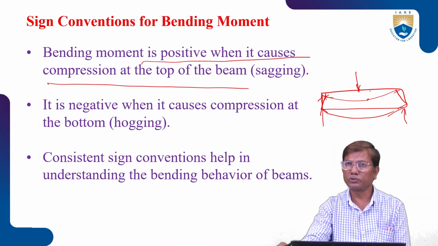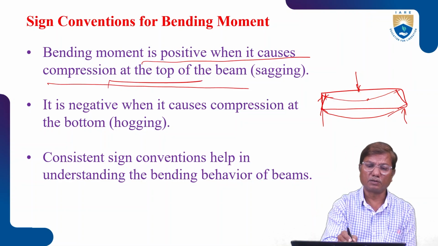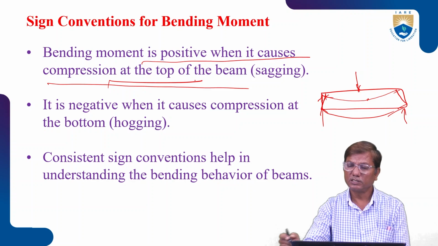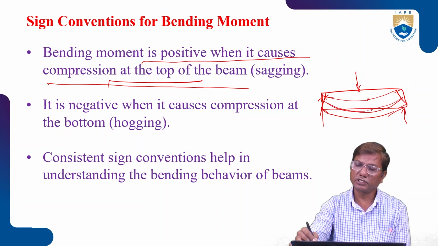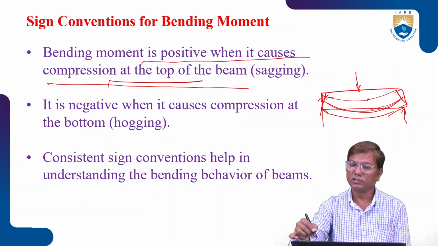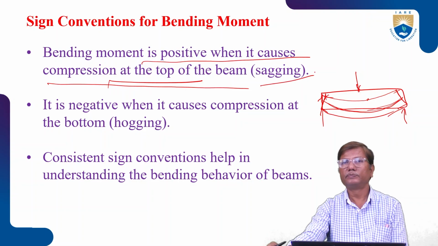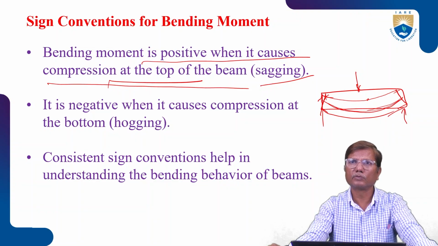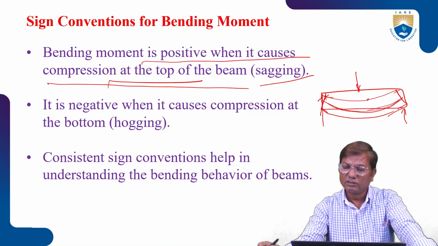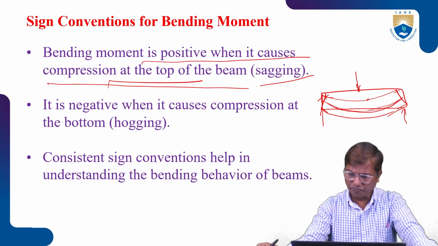In case of a simply supported beam, the loads cause compression at the top, causing sagging. This is called sagging shape. The axis bends downwards like this. So this is considered positive. That means sagging moment is considered positive.